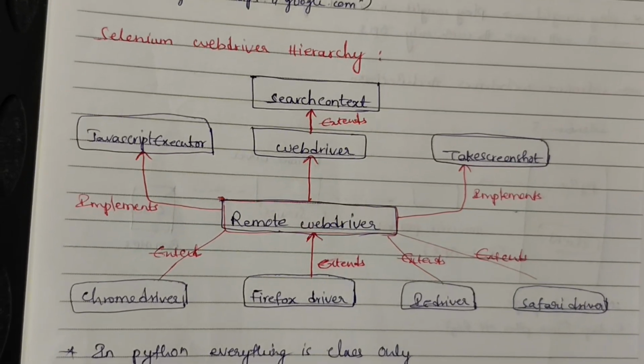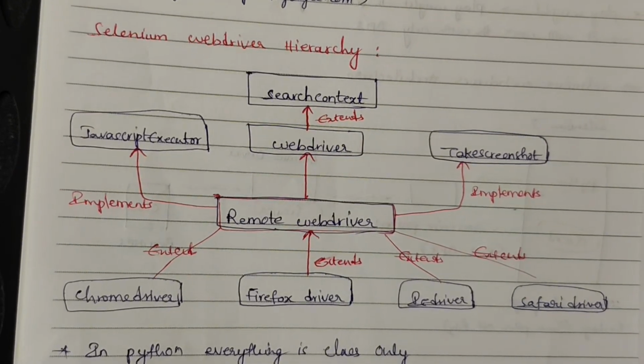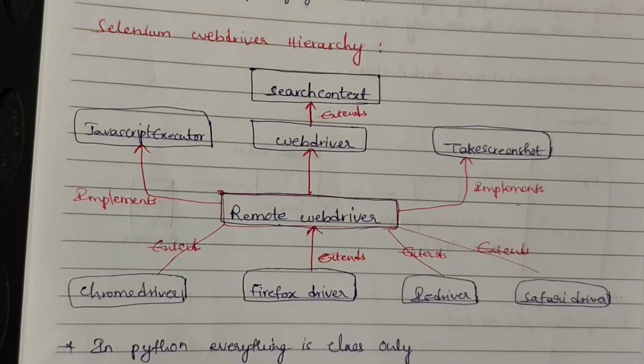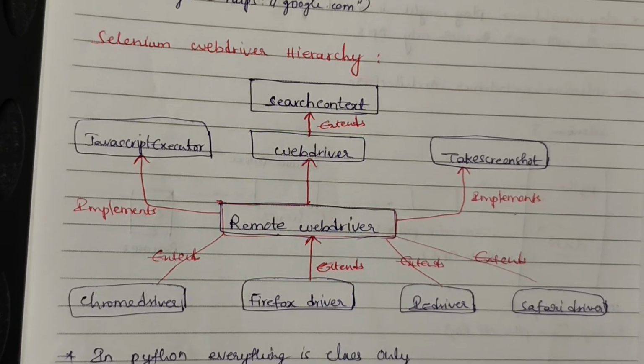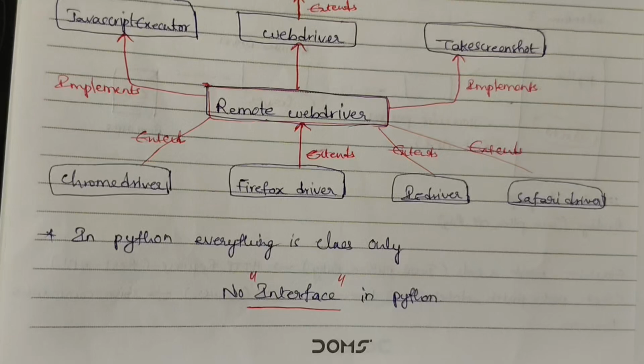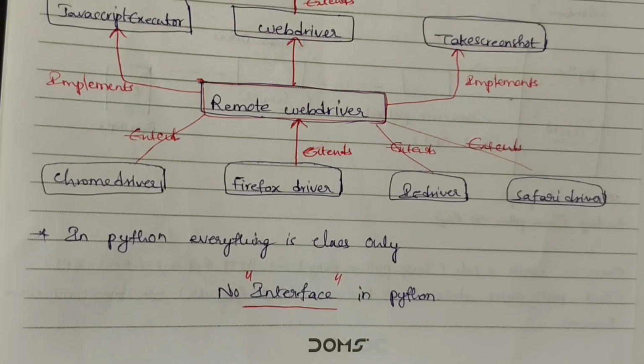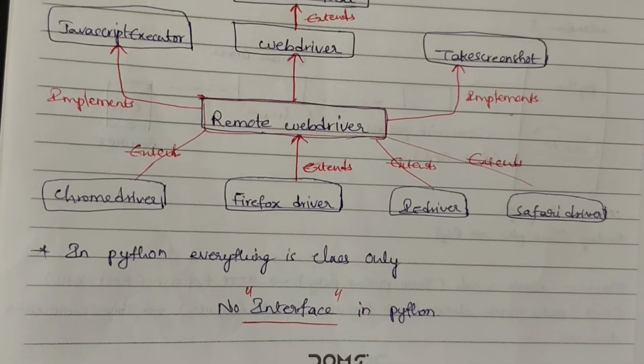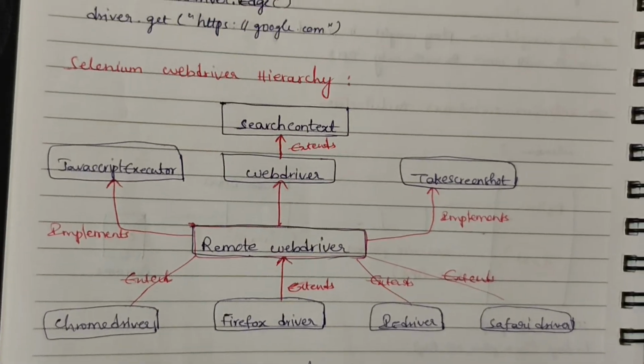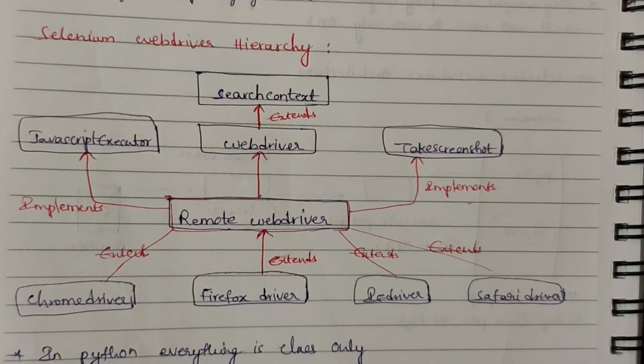Here, whenever we inherit from class to class, we have to use extends. From class to interface, we have to use implements. But in Python everything is a class only. There is no interface concept in Python. So this is the Selenium WebDriver hierarchy.